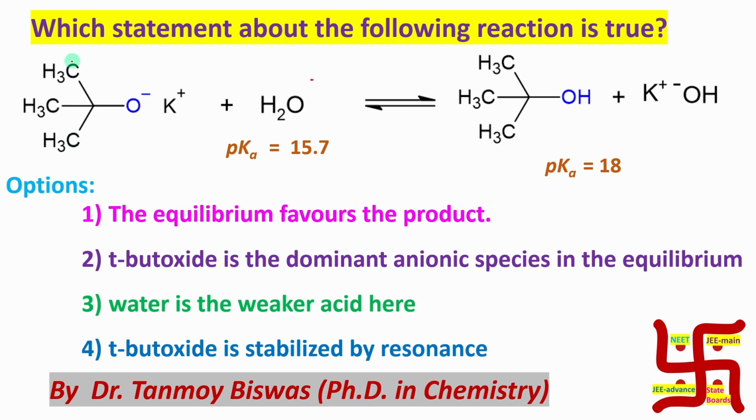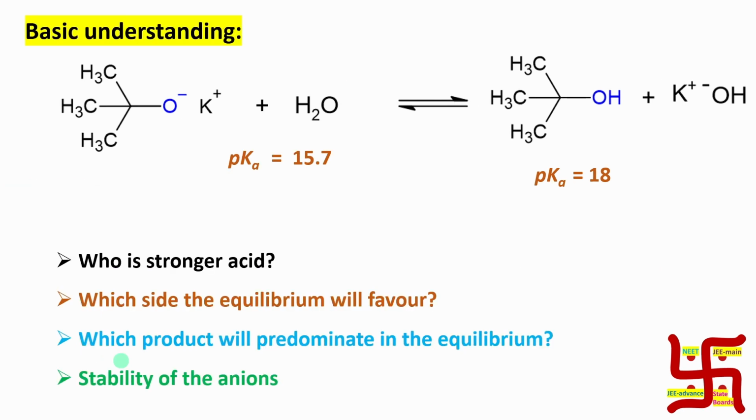Now if you look at this, this is the reaction of potassium tertiary butoxide with water to produce tertiary butanol and KOH. And in this context, four options are provided. Which one is actually true? By the way, before going to the answer directly, I suggest you have a better understanding of the basic concept, and let's answer a few questions.